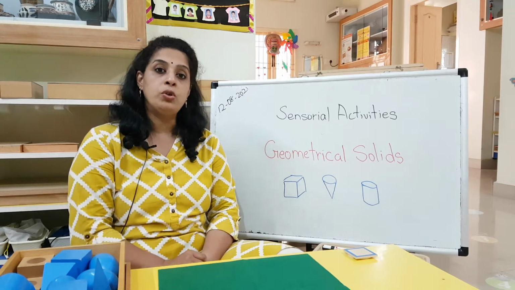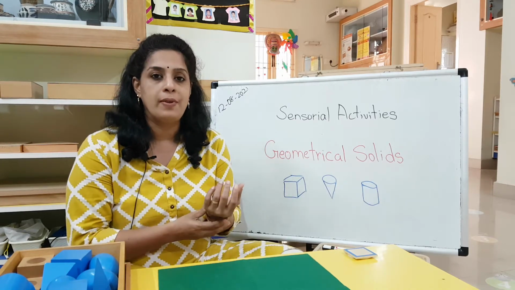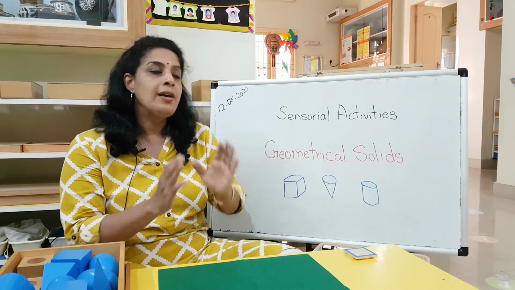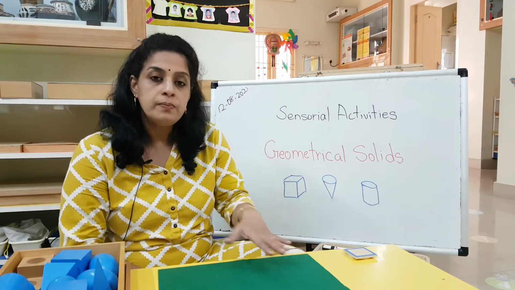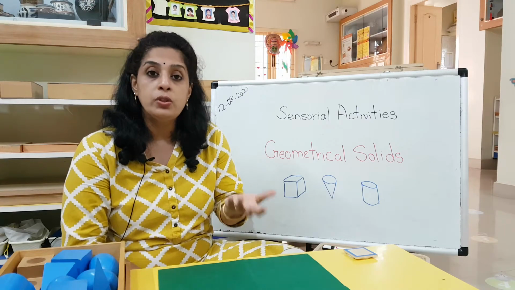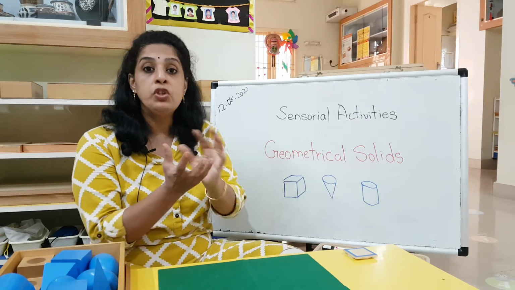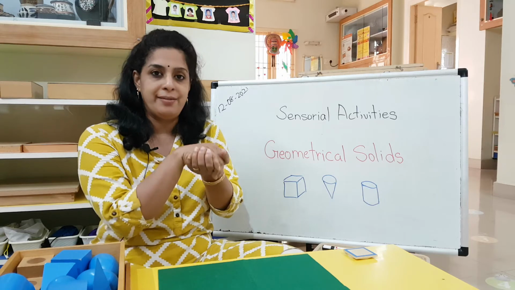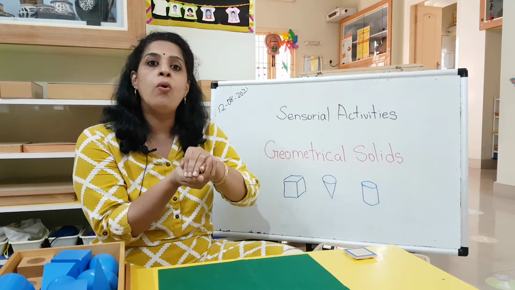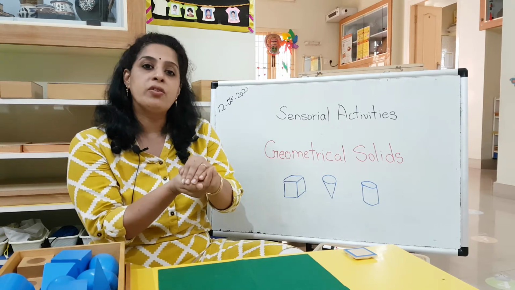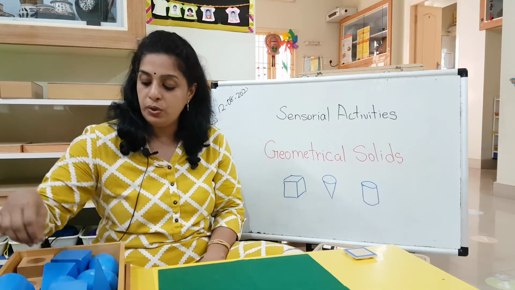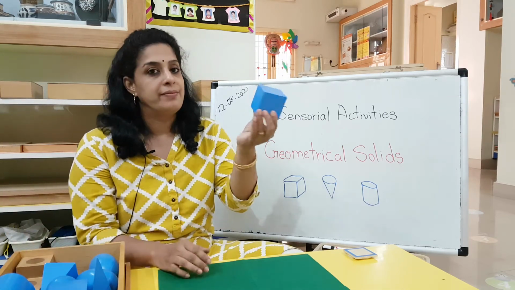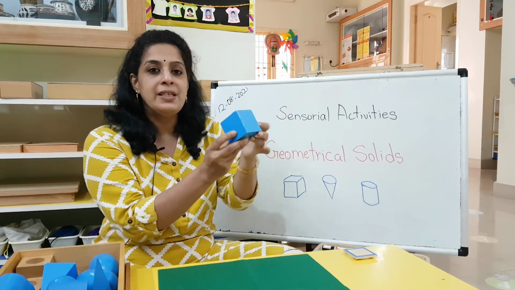Today I am going to show you some solid shapes. Earlier what we saw is like a print, what you see on the wall or in a book. Now we are going to talk about solid 3D shapes which you can hold in your hand. That is called geometric solids. The first one which I am going to show you is, what shape is this?